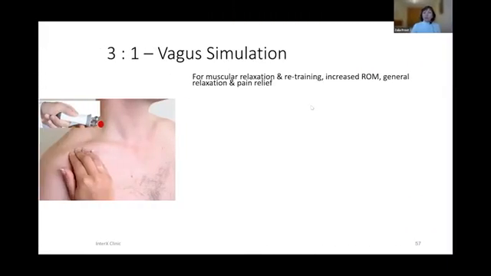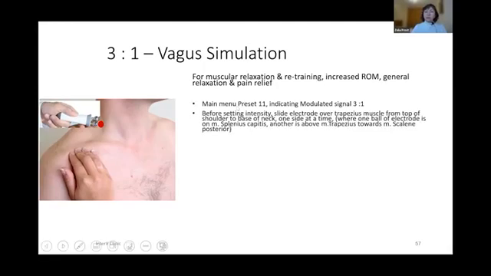Okay, so let's repeat the sequence of this protocol. It's very important. So first of all, we choose in the menu preset 11, find the 3-in-1 protocol. 3-in-1 is 3 seconds on, 1 second off. This will give you the contraction and relaxation, contraction and relaxation. So almost like you exercising muscles like with the TENS device.